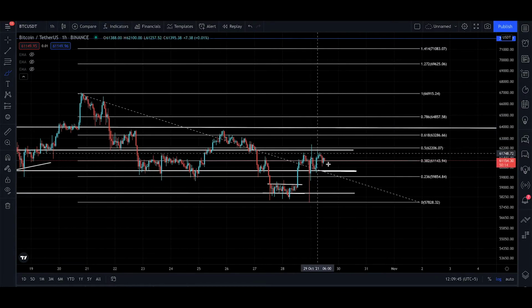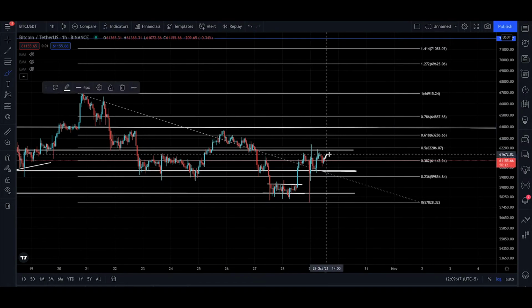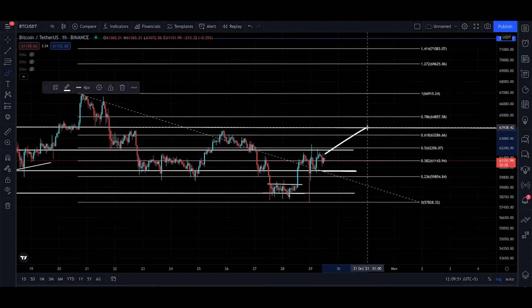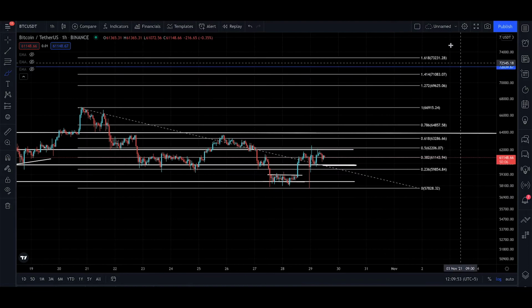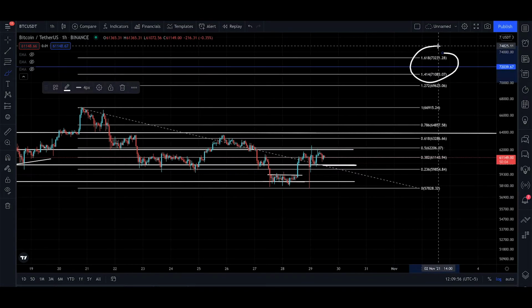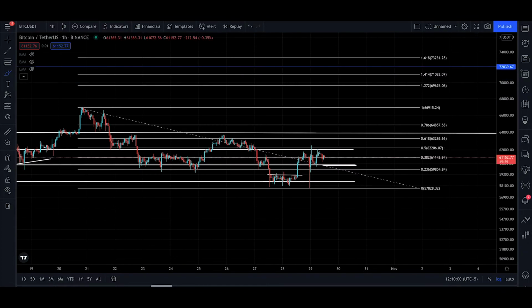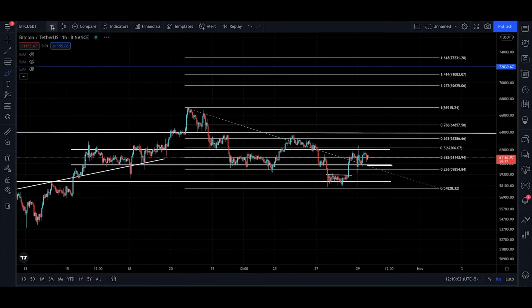So yeah, we're still looking good on the daily. Okay, we do have a falling wedge that we have to break. Once we break the falling wedge, you're looking good to go to the 1.618, which takes you nearly 73,000. Okay, I do have a technical target of 72,000 as well. Yeah, so do keep in mind that one for Bitcoin.